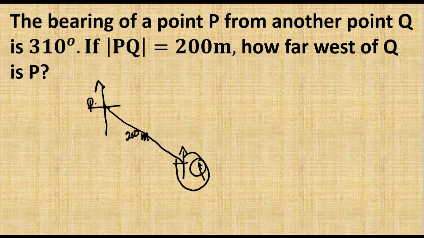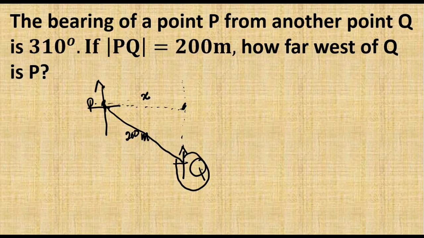Now, the question wants me to find how far west of Q is P. Now, here is P. Let's take this angle this way. Then this is to the west of Q. So I can take it this way. So I'm asked to find how far west, that is this line, how far west of Q is P. This is how far west, that is this point. I can call this X.